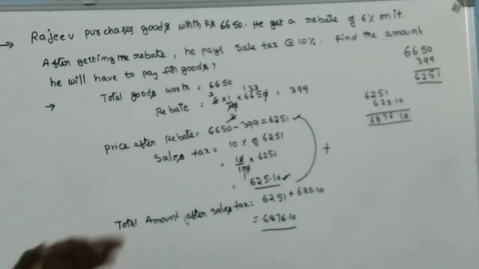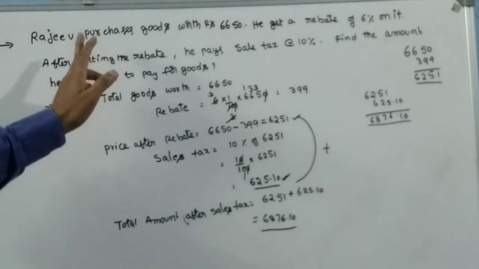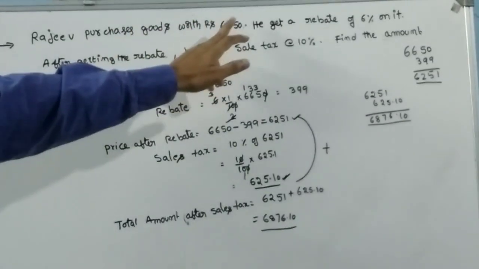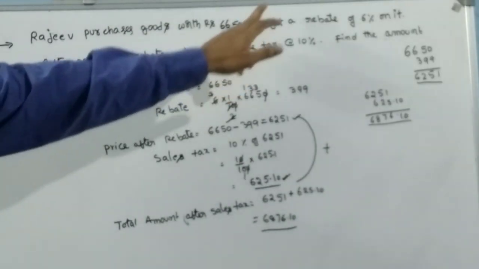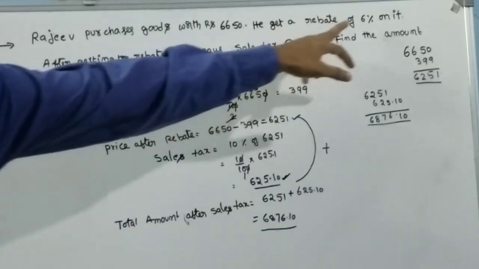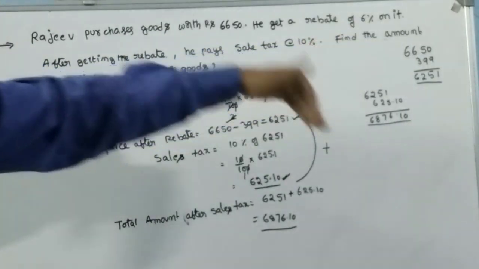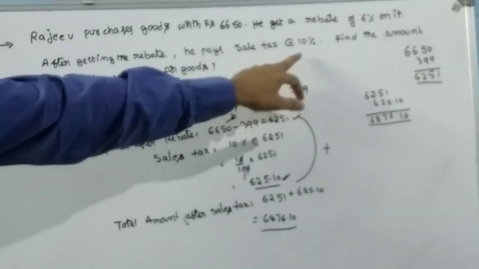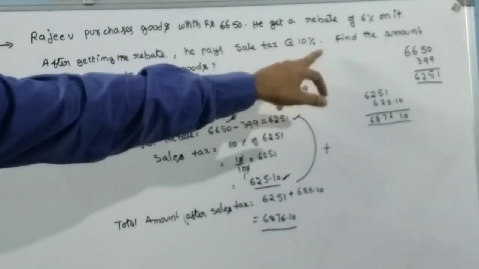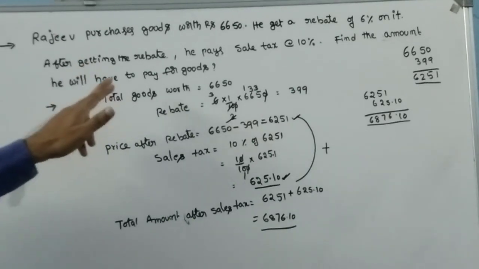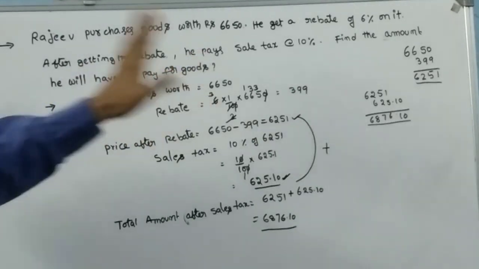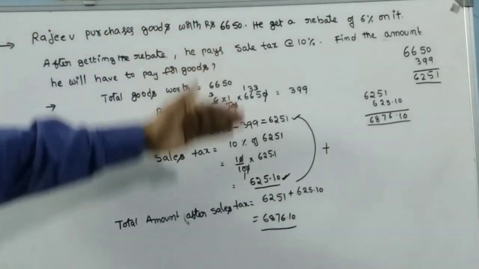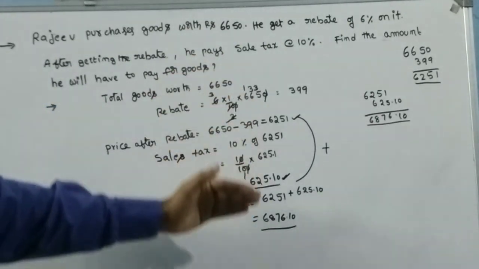See friends, first we have to understand the question. Raju purchased goods worth 6,650. On this, he got a rebate of 6%. Again, after getting the rebate, he paid sales tax at 10%. After that, how much does he have to pay for goods? That is the question. Like this, we have to solve the problem.